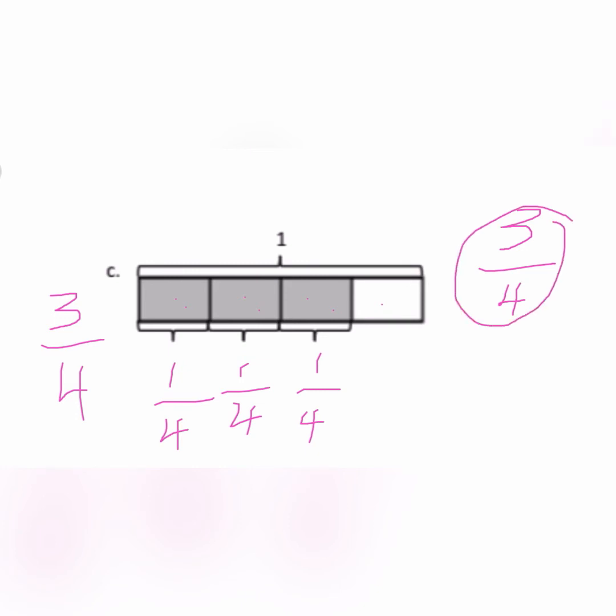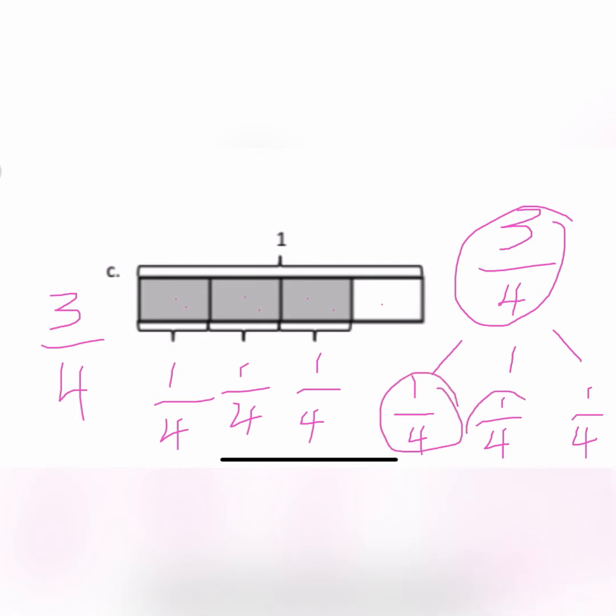In this case, this fraction was broken into 3 pieces. So for my number bond, I'm breaking it into 3 different fractions that add up to our starting fraction. So we have 1/4, 1/4, and 1/4, because we know 1/4 plus 1/4 plus 1/4 equals 3/4.